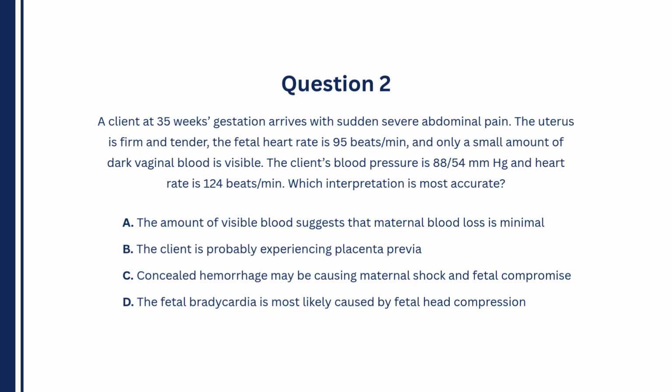Question 2. A client at 35 weeks gestation arrives with sudden severe abdominal pain. The uterus is firm and tender. The fetal heart rate is 95 beats per minute, and only a small amount of dark vaginal blood is visible. The client's blood pressure is 88/54, and heart rate is 124 beats per minute. Which interpretation is most accurate?